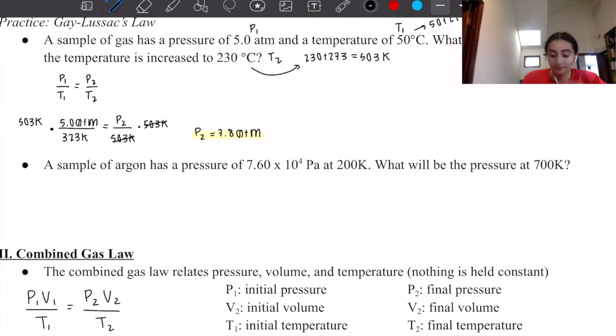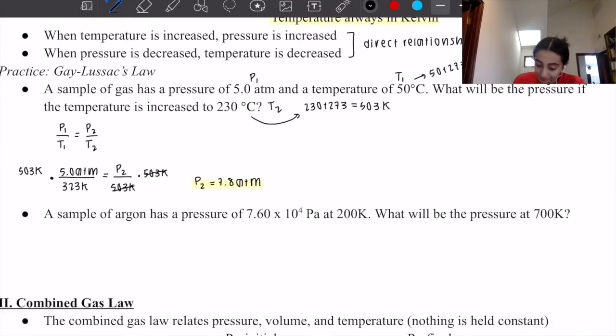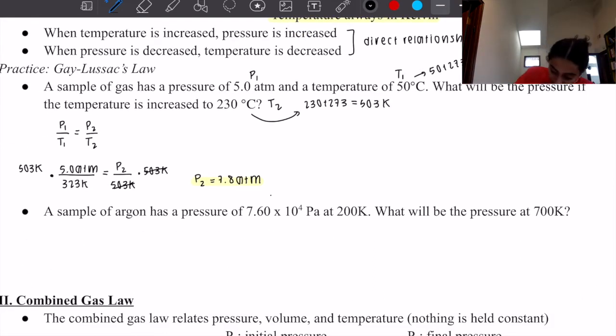So a sample of argon has a pressure of 7.60 times 10 to the 4th pascals at 200 Kelvin. What will be the pressure at 700 Kelvin? We are going to increase temperature, which means we are going to increase pressure as well. So we have our initial pressure, initial temperature. We are looking for our final pressure and we have our final temperature. And our temperatures are already converted.